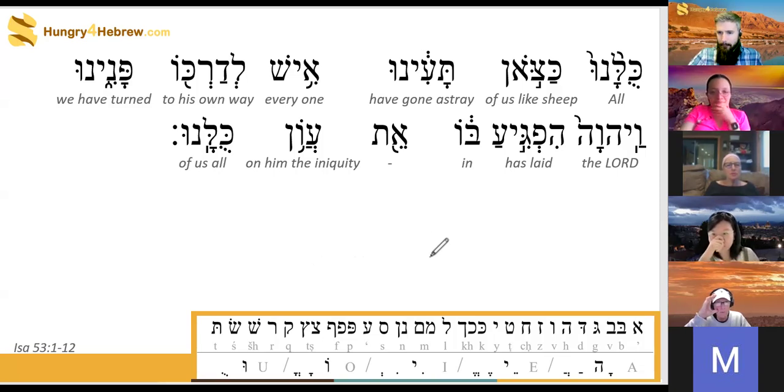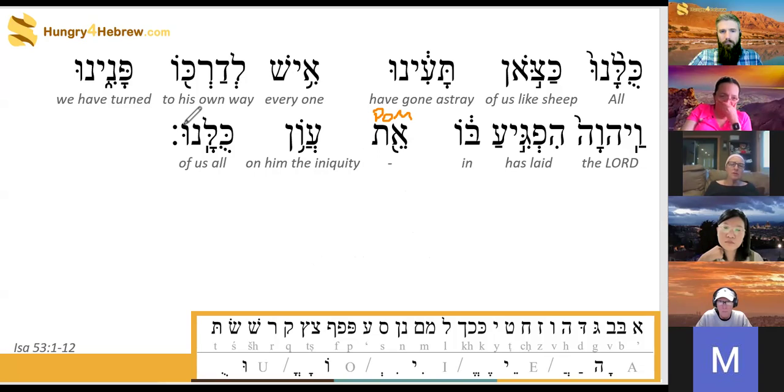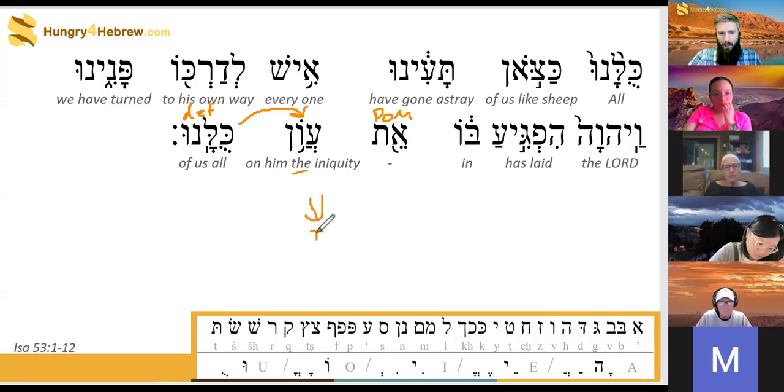Can I make an observation? Avon is a construct. Cheryl, what do you mean construct? Avon kulanu would be a direct object, and kulanu would be possessive. So it's all definite. All of us is definite, so therefore avon also has to be definite. The absolute form would be avon, and in construct it drops to a shva.